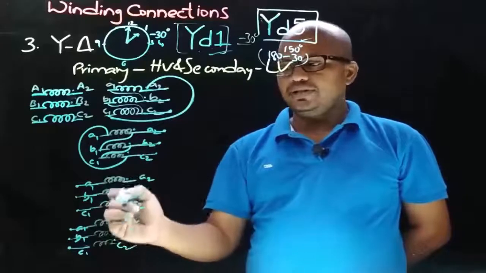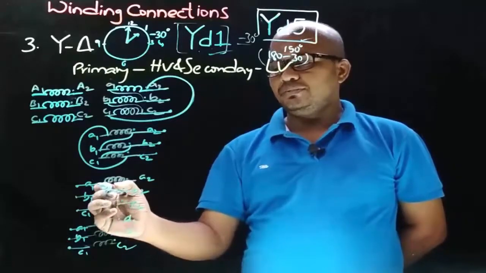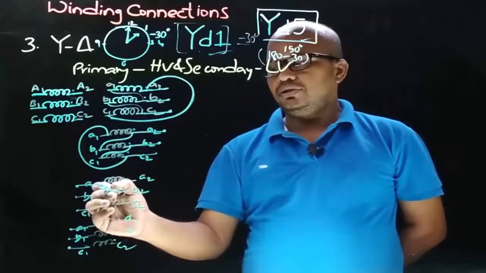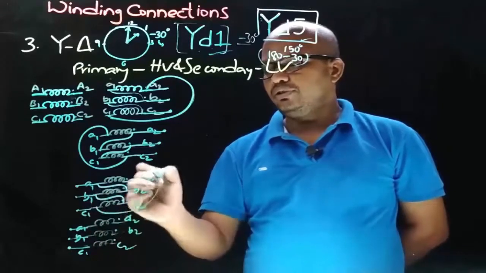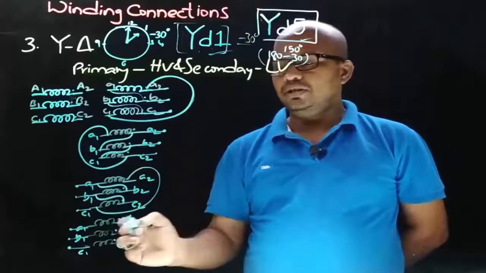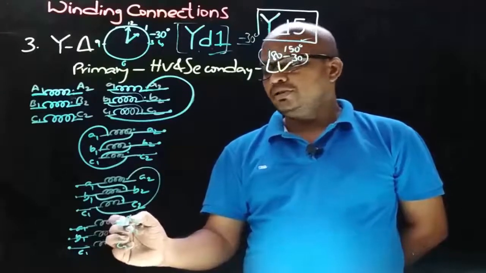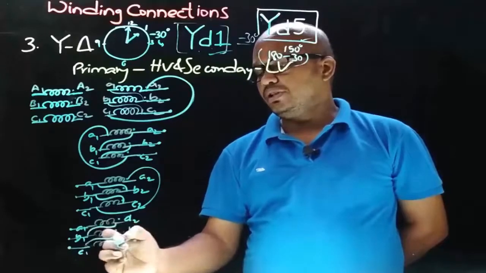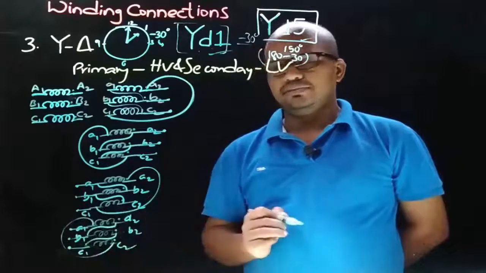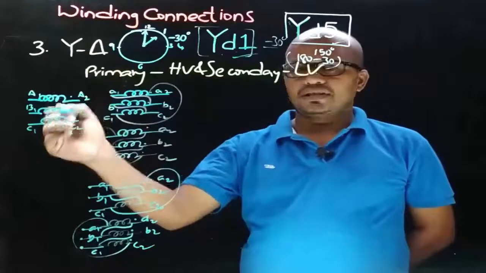And now coming to this case, so here first join the non-dot end with dot end, non-dot end with dot end and non-dot end with dot end. Okay, and for the 4th possible connection, join the dot end with non-dot end, dot end with non-dot end and dot end with non-dot end. And the primary side connection is star.